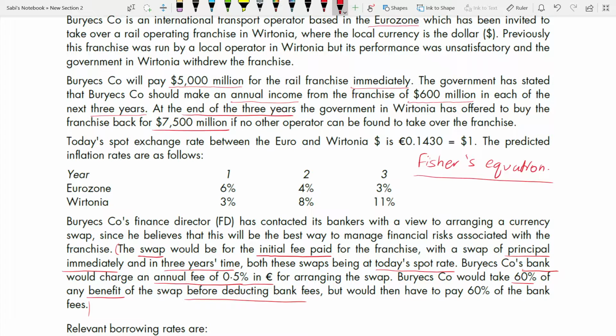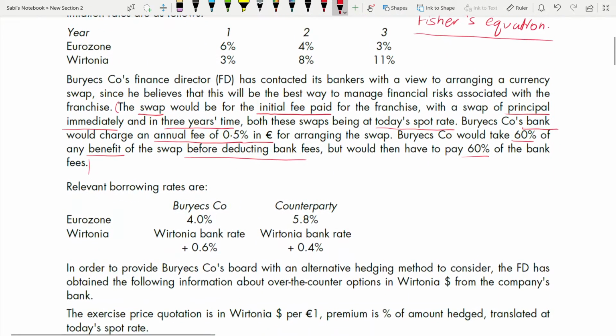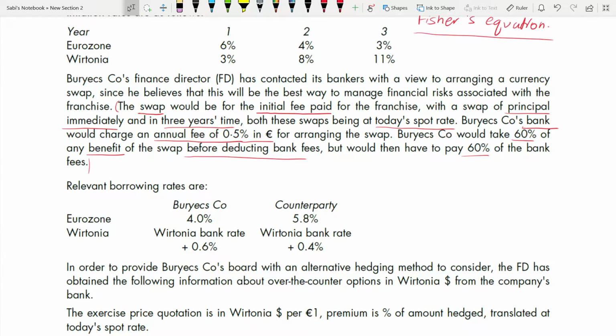But would then have to pay 60% of the bank fees. So only 60% of the bank fees they have to pay, and the rest 40% of the bank fees will be paid by the counterparty. Relevant borrowing rates are given. You can see Eurozone 4% and for the counterparty 5.8%. So this is fixed. And for Vertonia, you have been given the variable rates and the fixed rates of both the company and the counterparty.